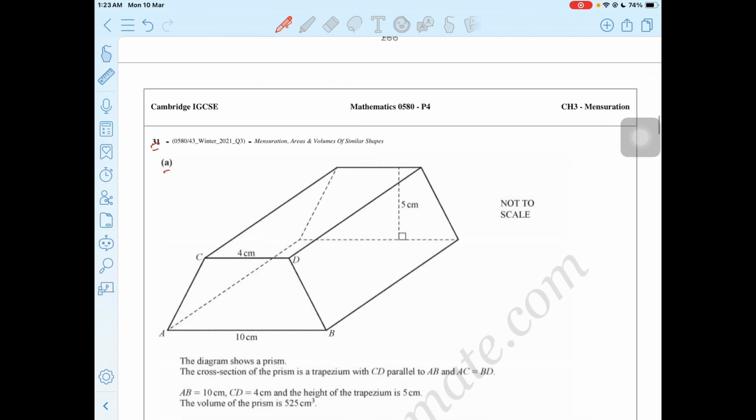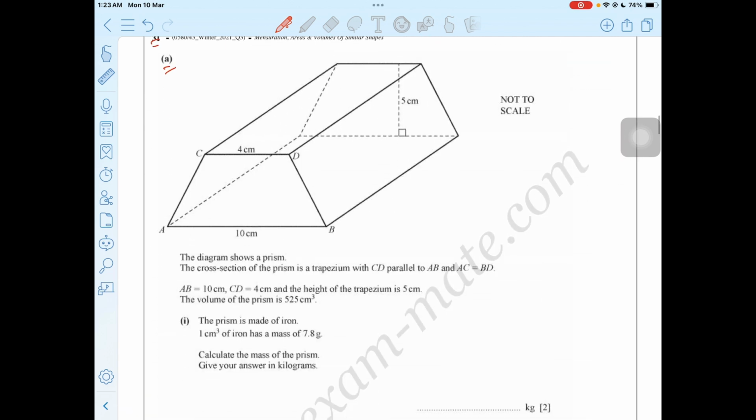Now moving on to question number 31, part A, we have the diagram shows a prism. The cross section of the prism is trapezium with CD parallel to AB, right?